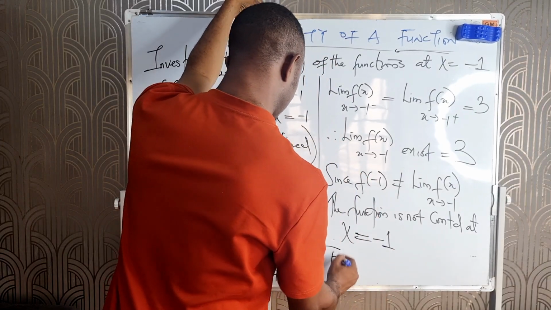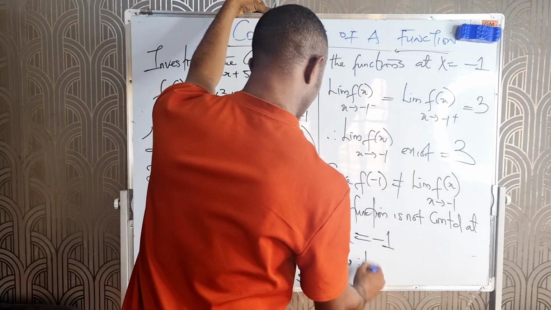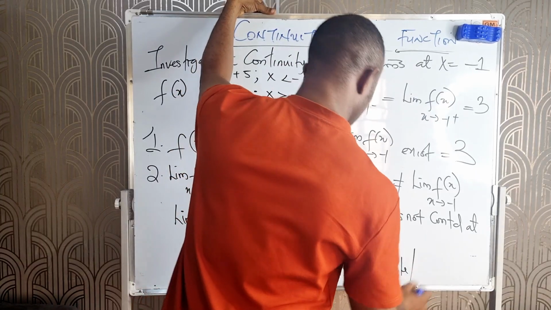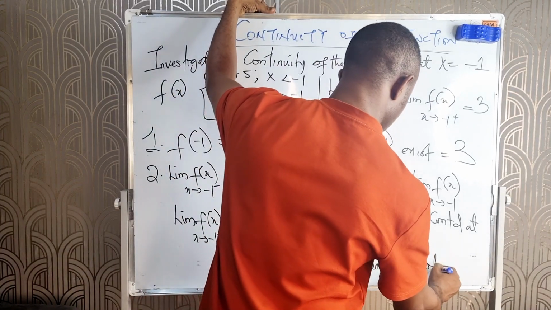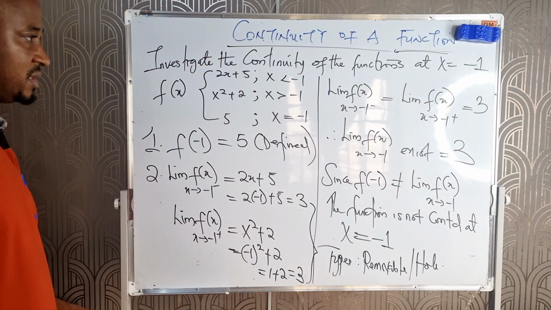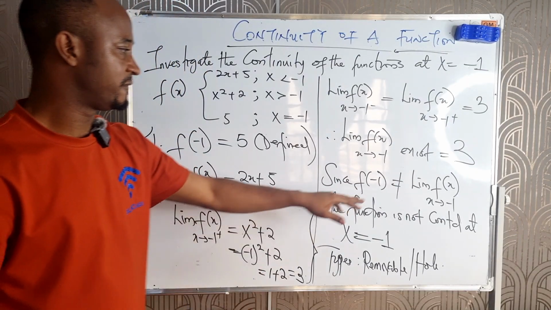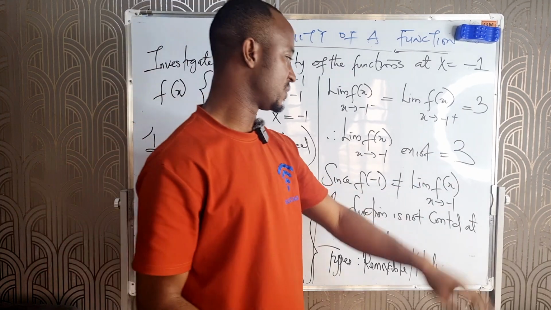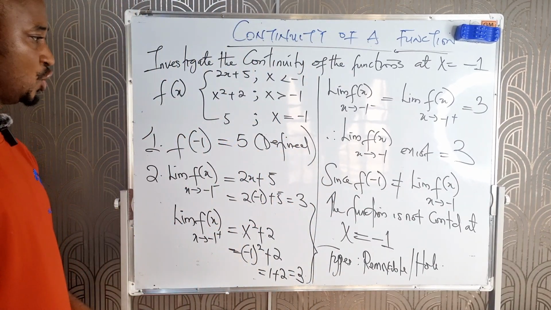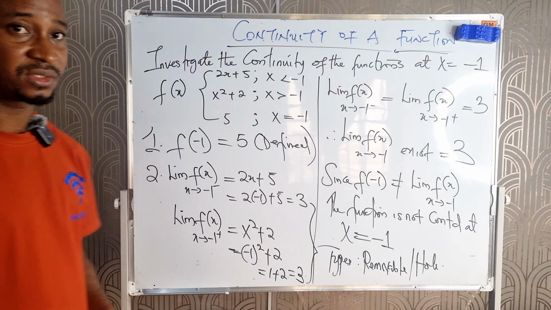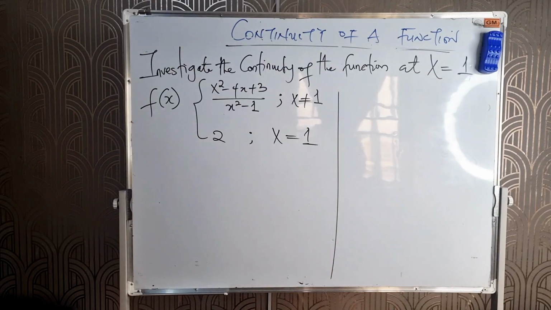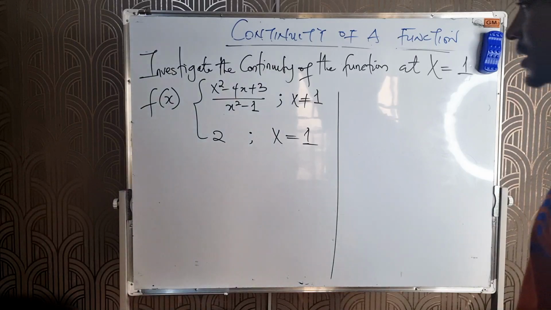And we call this type of discontinuity a removable discontinuity. Removable discontinuity is experienced when f of a is not equal to the limit of f of x. But we experience a jump when the limit does not exist. Now let's see another example. Okay, let's see more examples on this.